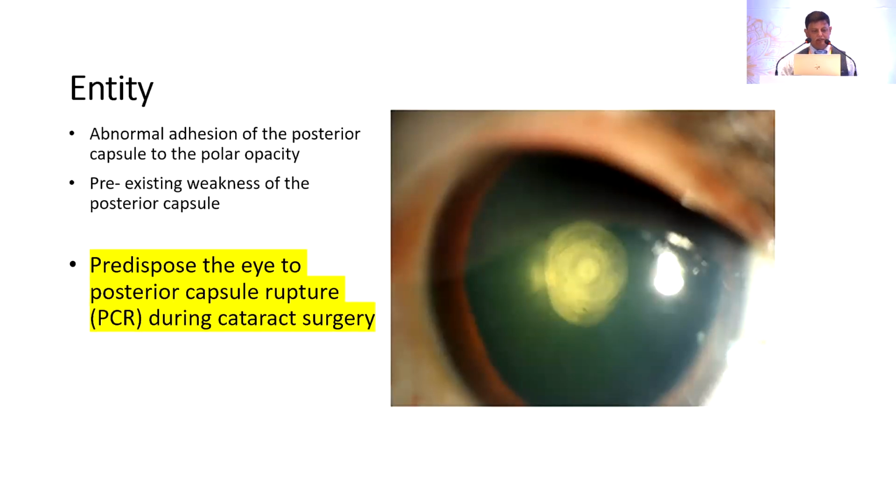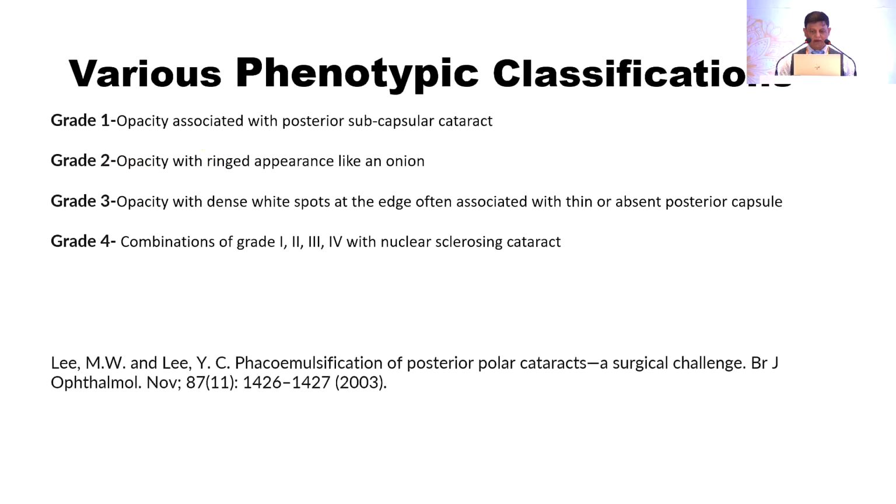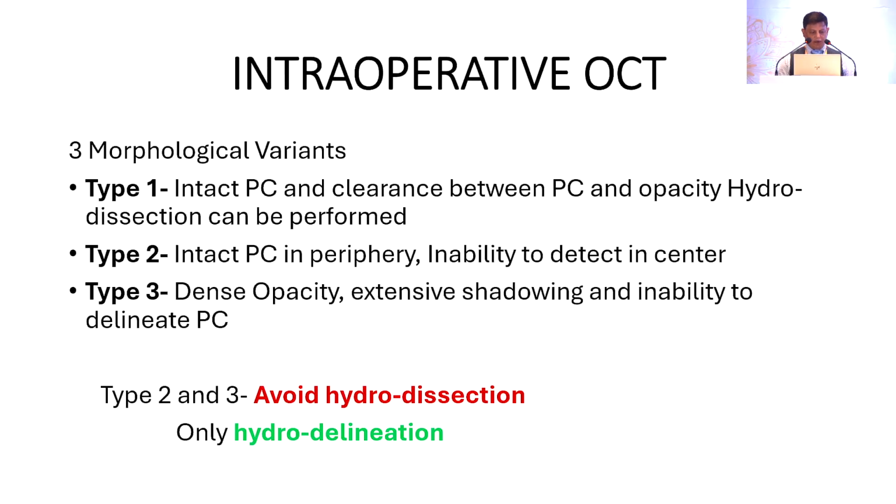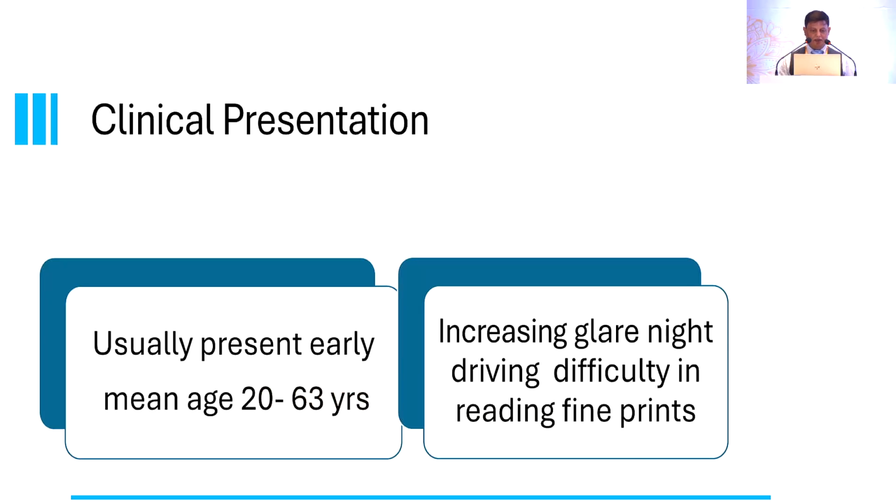So it is an abnormal adhesion that predisposes the eye to posterior capsule rupture during cataract surgery. So with intraoperative OCT, avoid hydrosection in type 2 and type 3, only hydrodelineation.